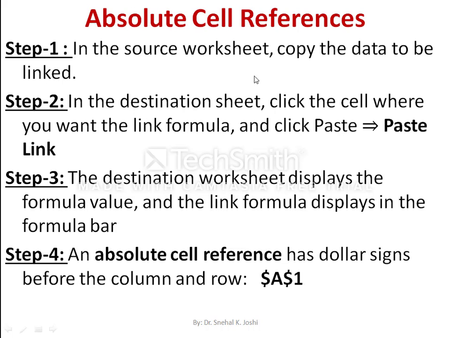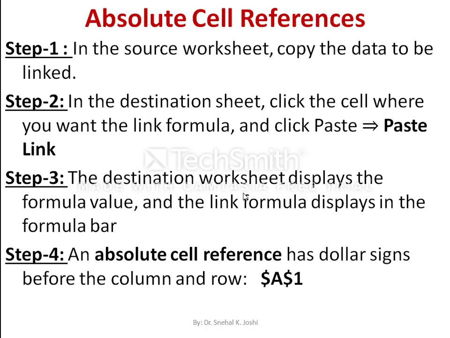Okay. Now, next is absolute cell reference. In absolute cell reference, in step one, in the source worksheet, copy the data to be linked. Then step two is in the destination sheet, click the cell where you want the link formula and then click paste and then select the paste link option. Okay, remember the paste link option. The destination worksheet displays the formula value and the link formula displays in the formula bar.